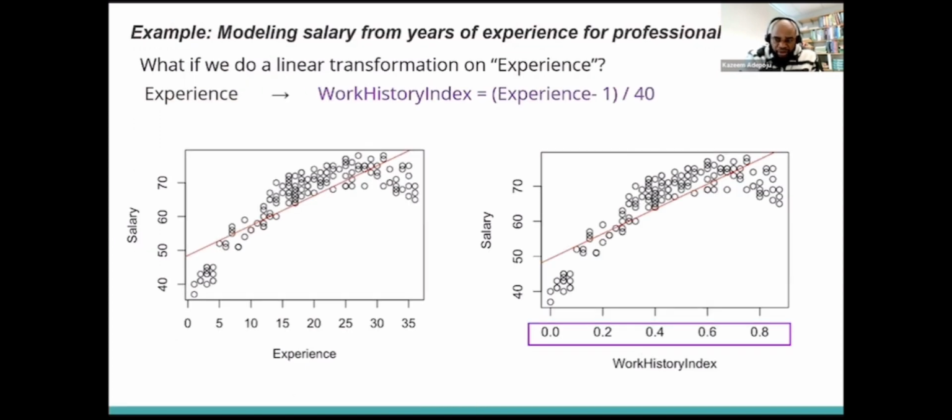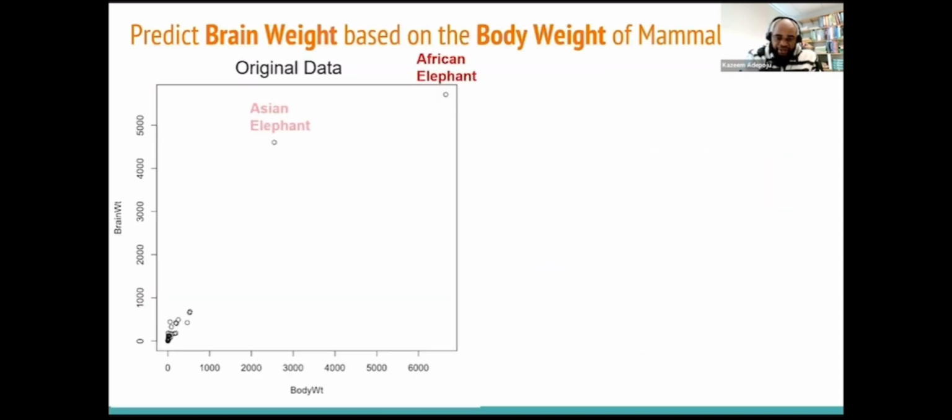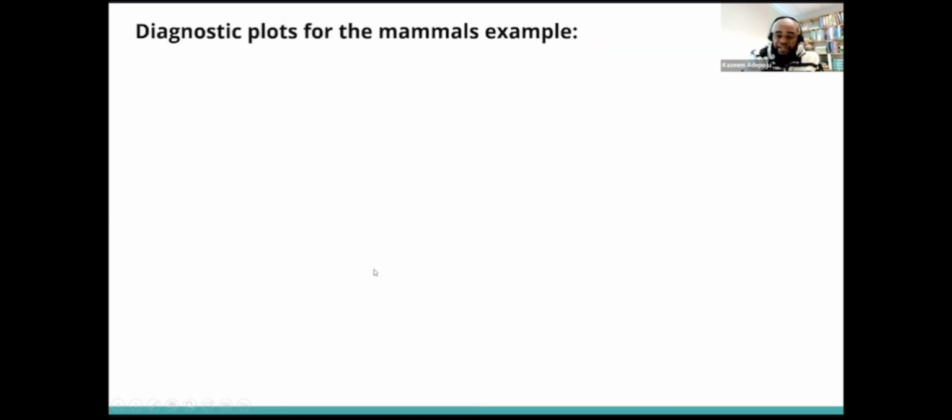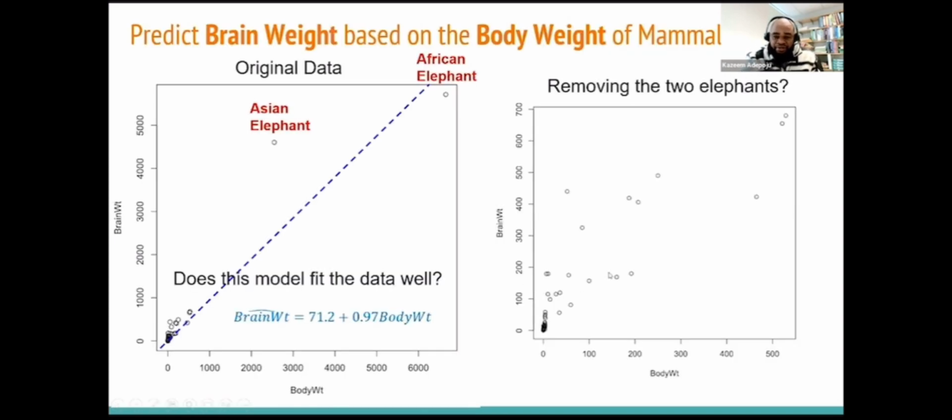Okay, I actually started by generating the scatter plots of the original variables, and you can see the Asian elephant and African elephants. They are actually far from the rest. Take a look at that. So removing those, of course, doesn't look as if we've addressed the problem.